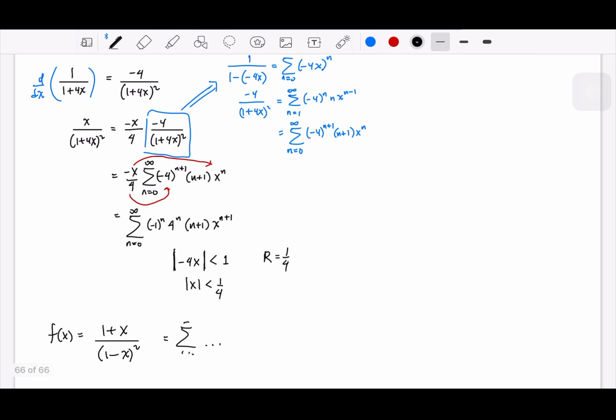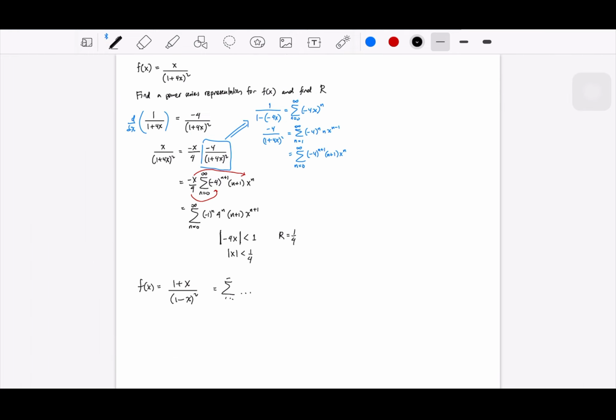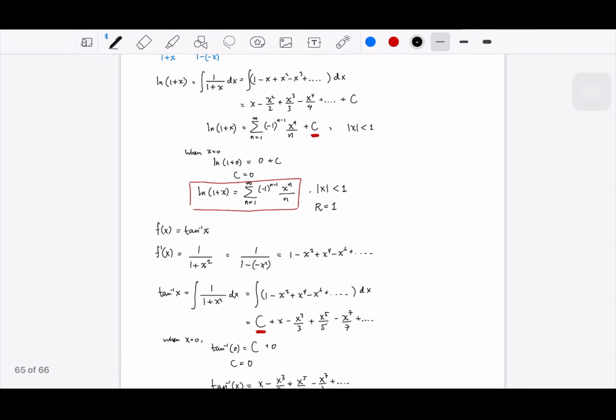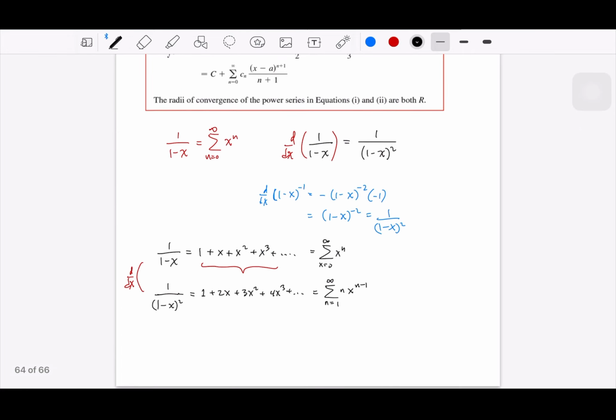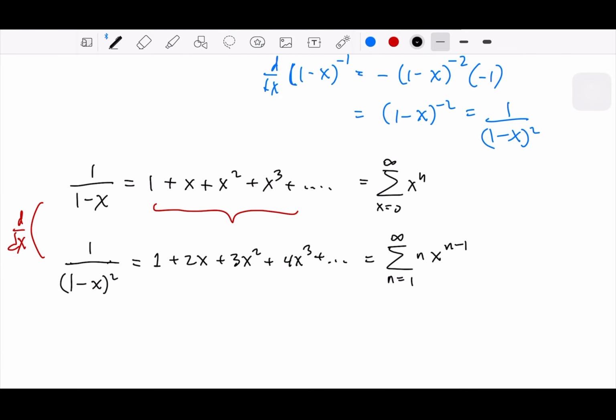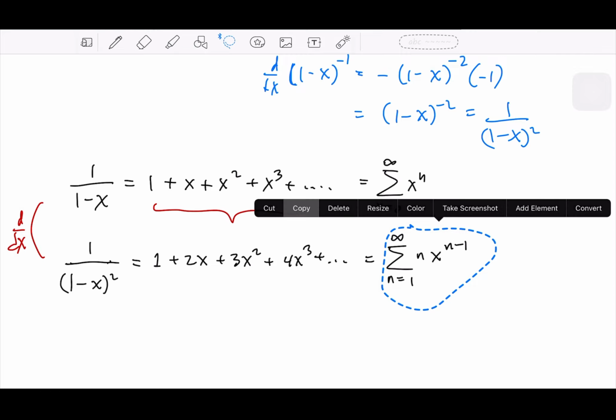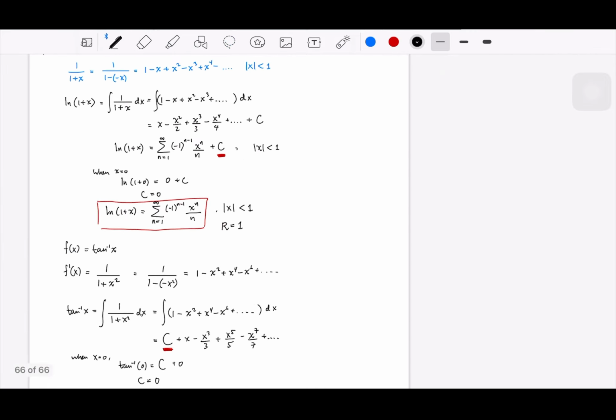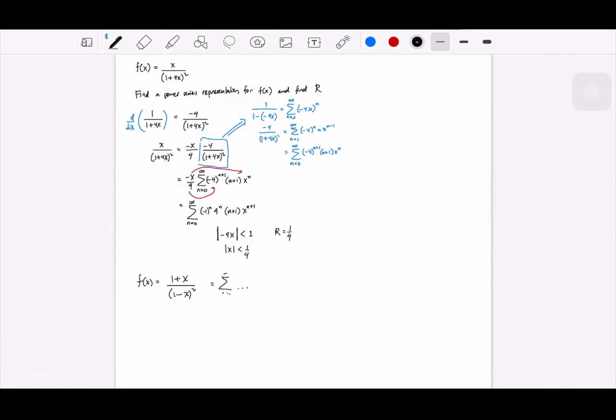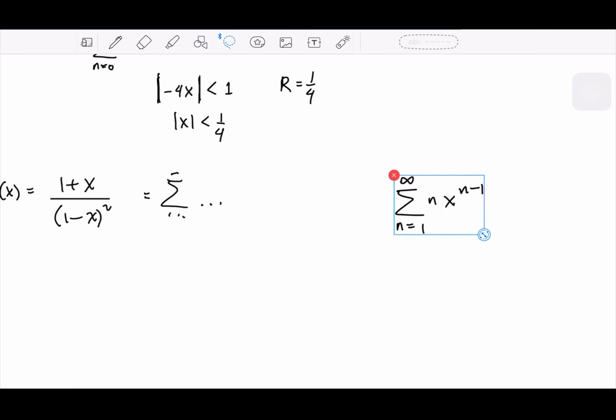Okay, so similarly for the function (1 + x) over (1 − x)², maybe let's go a little back to what we did before. Maybe here we have this sum, right? So let me just copy this and see if we can take it into our equations here. So this is 1 over (1 − x)², right?